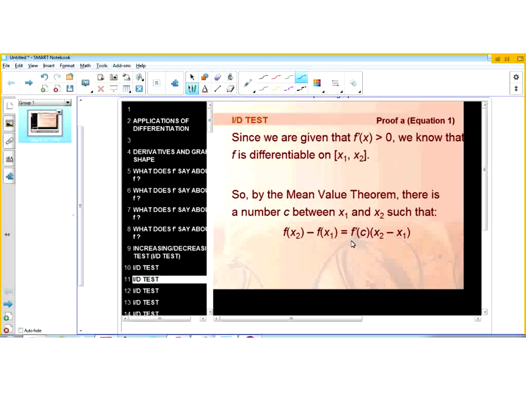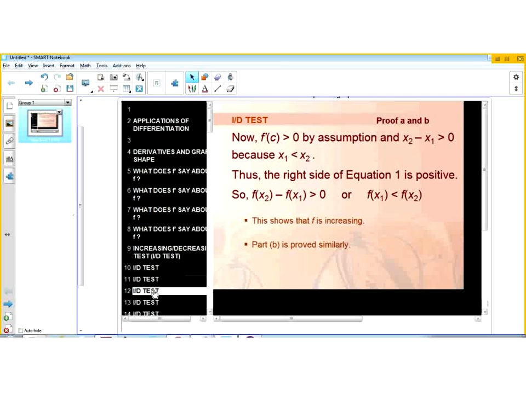All right, so since x2 is greater than x1, and we know that the derivative is greater than 0 on the interval x1 to x2, that has to be greater than 0. And that holds for any x1, x2. And so that means that f(x2) minus f(x1) is greater than 0. Okay, mean value theorem, a tremendously powerful theorem. And it has other applications as well.